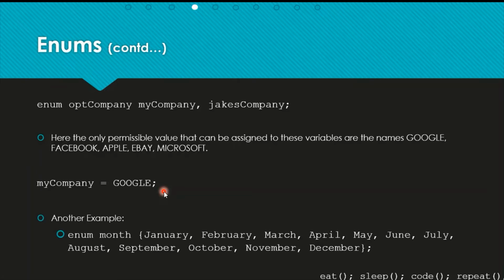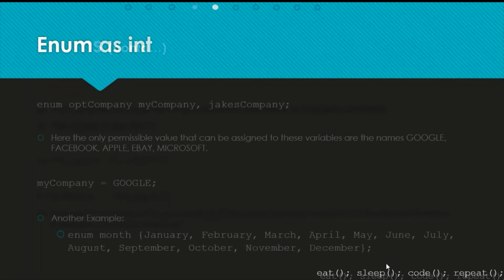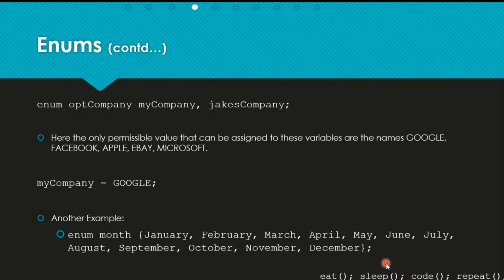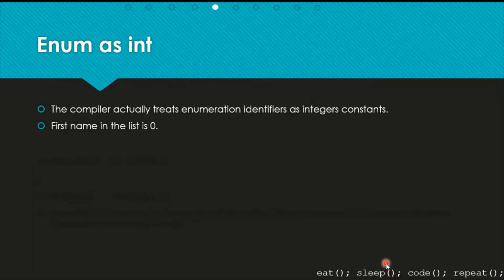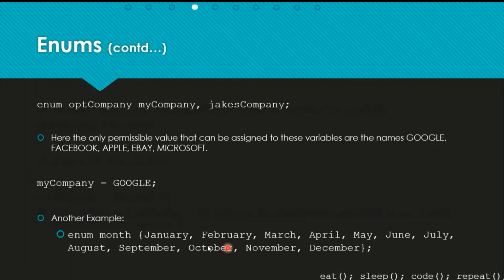Another example is enum month: January, February, March, April, May, June till December inside curly braces. This can be outside main or inside main; that is not fixed. One more important fact about enum is that enum considers its identifiers as integer constants. So the compiler treats these enumerated identifiers, January, February, March, April, as integers.